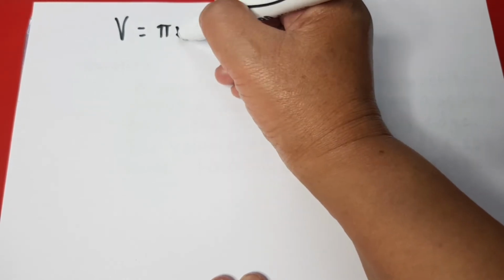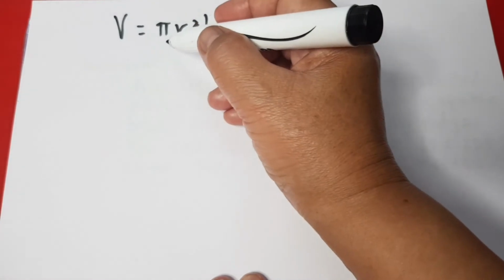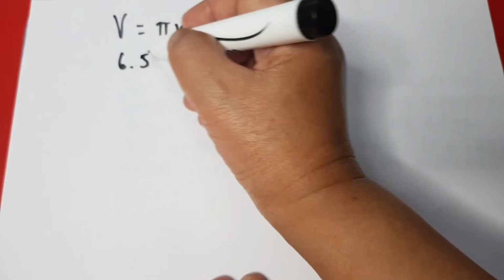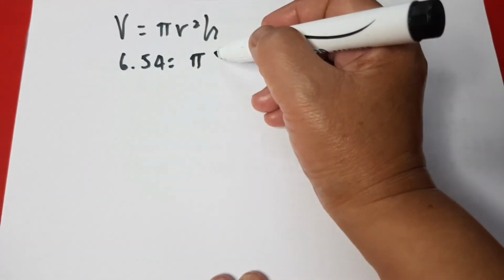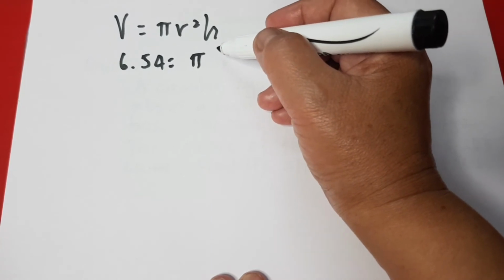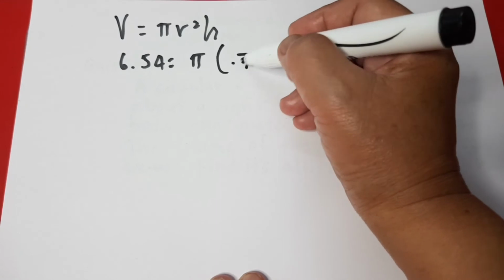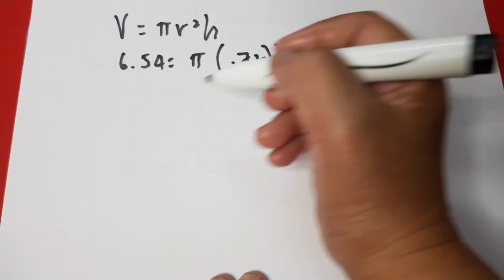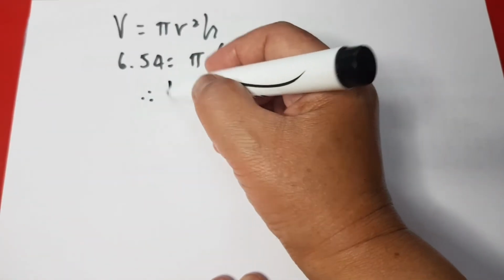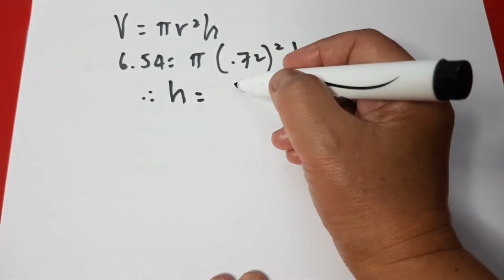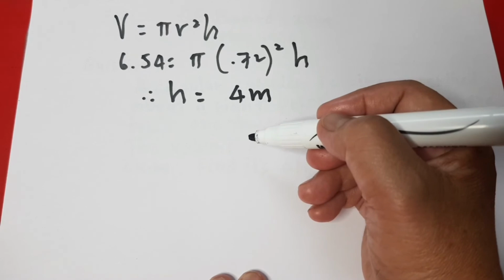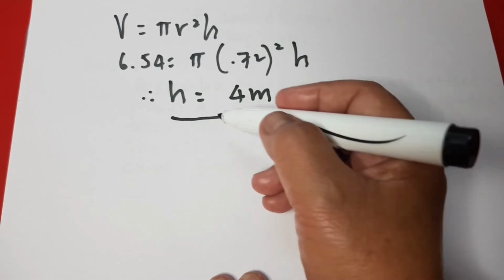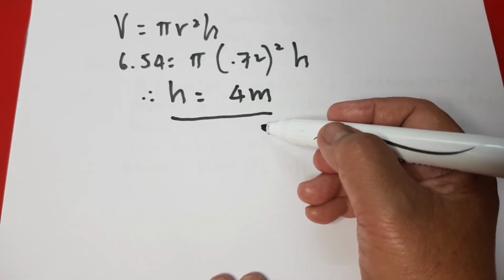First, we substitute the values for the volume, which is equal to pi r squared h. The volume is given to be 6.54, and pi is 3.14, and r, which we solved already to be 0.72, squared, times the height of the cylinder. Solving this, h is equal to 4 meter. So this is what we're looking for, the height or the altitude of the cylinder, which is equal to 4 meter.